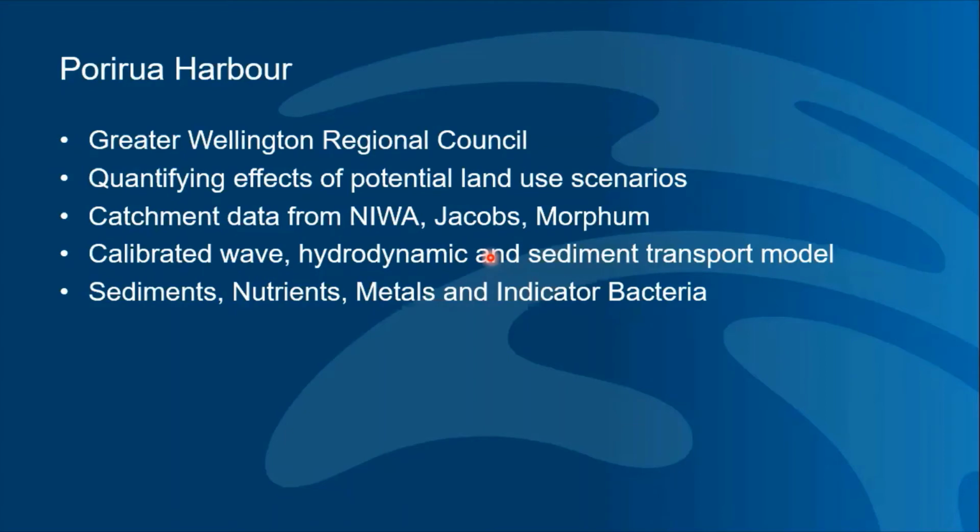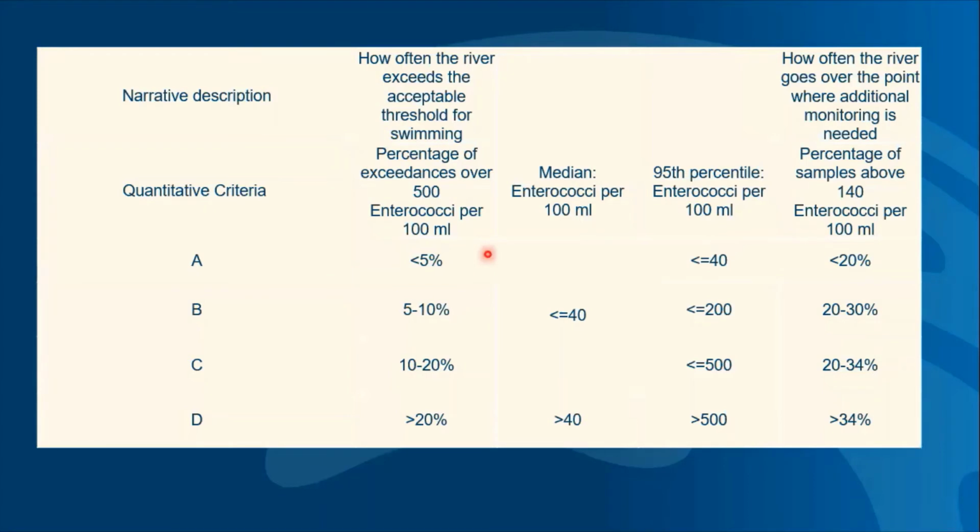And as well as sediments, we were looking at nutrients, metals and indicator bacteria, which I'll now cover in terms of the connectivity approach. So in terms of indicator bacteria, we have these different criteria in terms of a grading of a particular area. So we may have a particular site within Porirua Harbour, and there's been monitoring of that site over many years in terms of the enterococci levels that are observed at that site.